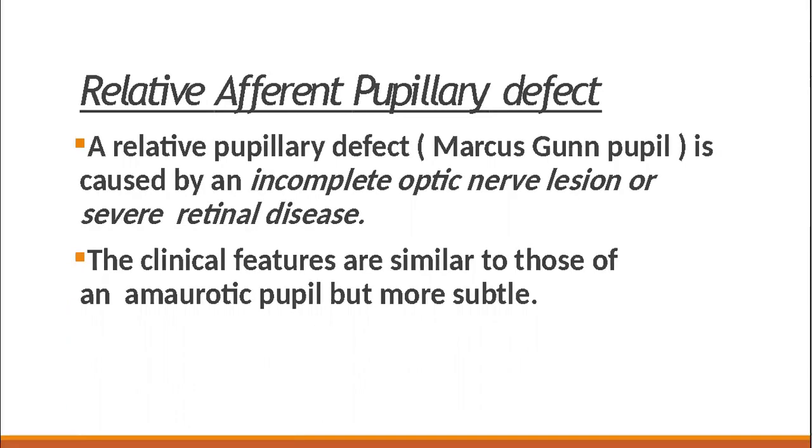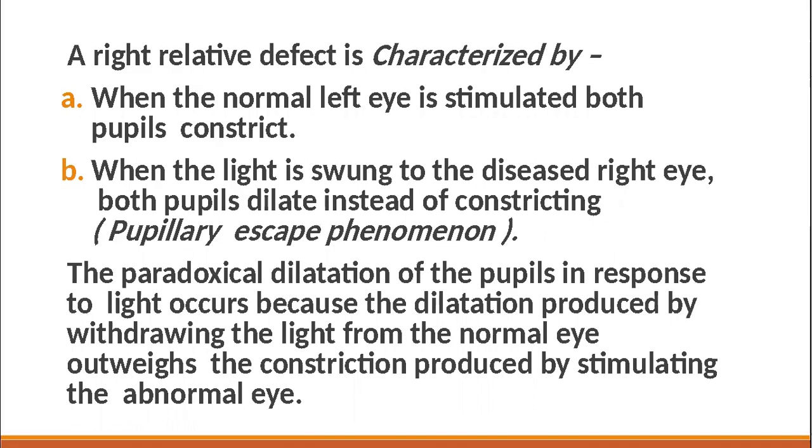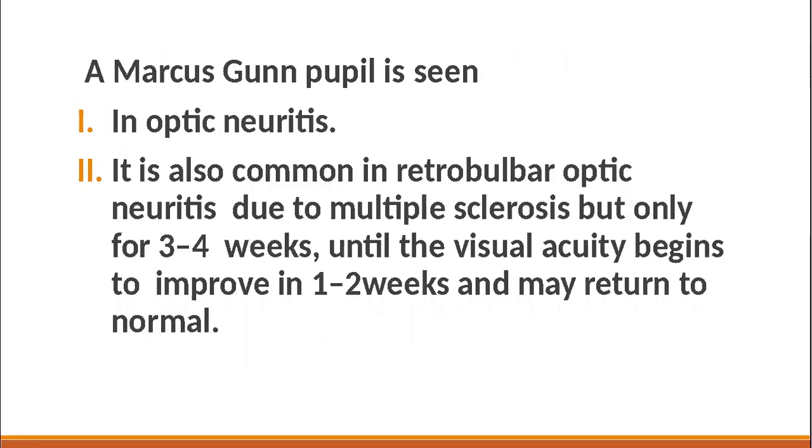Whereas relative afferent pupillary defect is caused by incomplete optic nerve lesion or severe retinal disease. In this, there may be slight reaction in the affected eye; that is the difference between absolute and relative pupillary defect. I have already told you, but I am repeating it because it is very important. When the normal left eye is stimulated, both pupils will constrict. But when the light is swung to the diseased right eye, both pupils dilate instead of constricting. So this is called relative afferent pupillary defect, and this is a classical sign of optic neuritis.